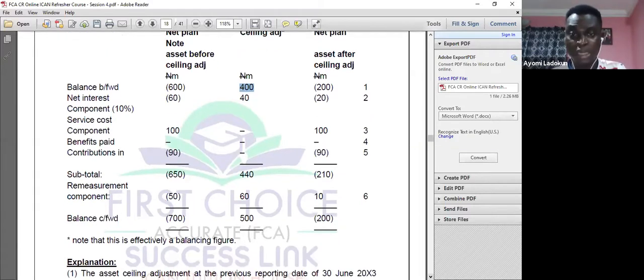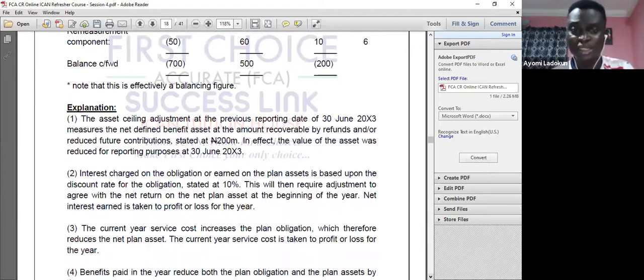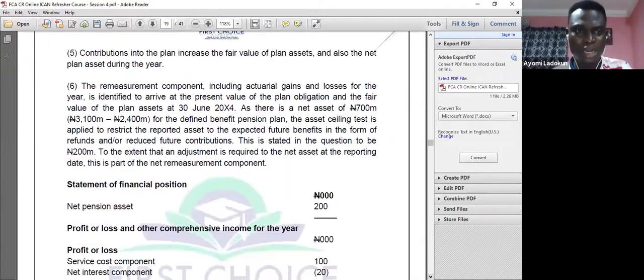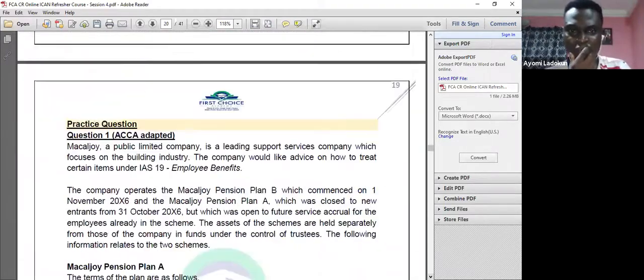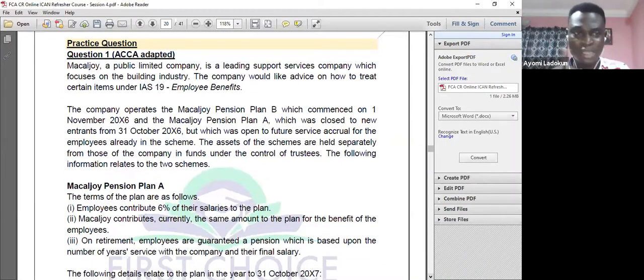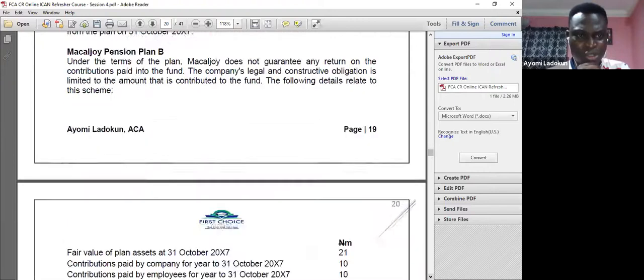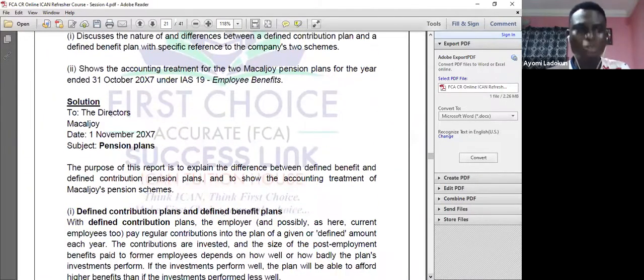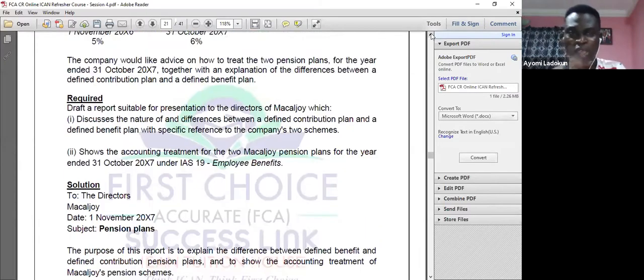So take a look at that. But like I said, I've not really seen the examiner coming to that level. And that is the end of IAS 19. Now, listen to me. There's a question here. Let me see, did I put the solution here? Oh, the solution is there. Fantastic.